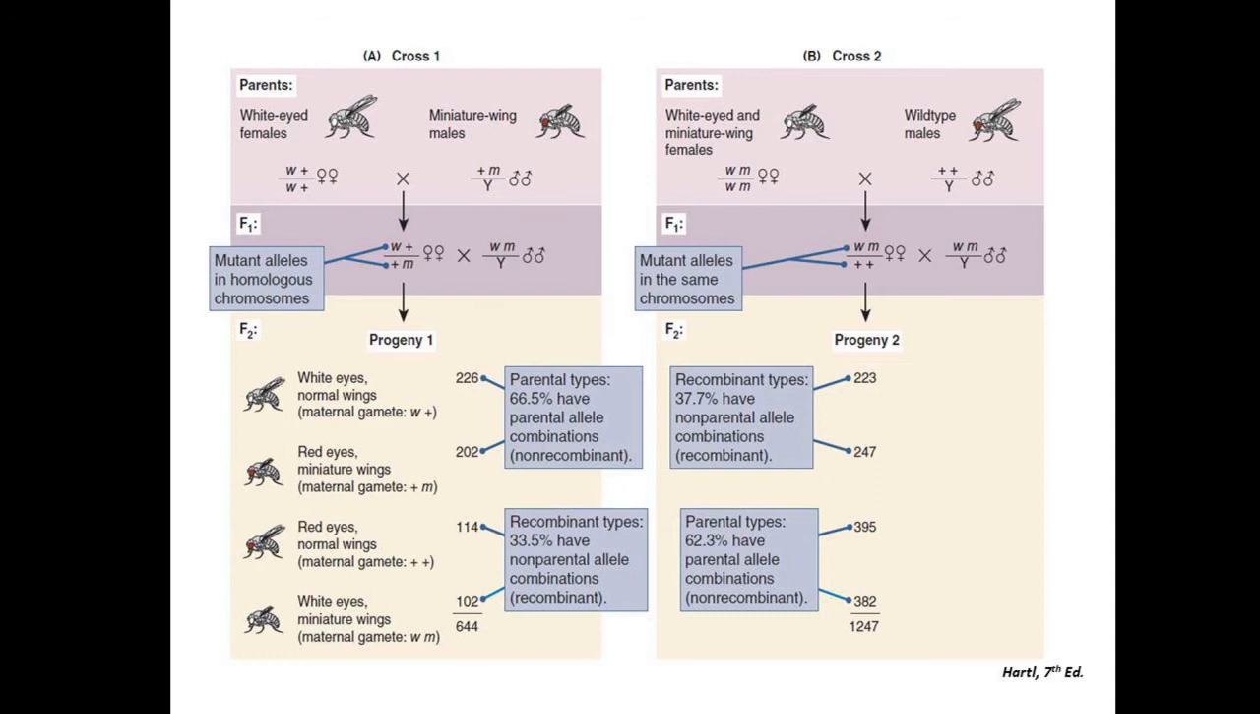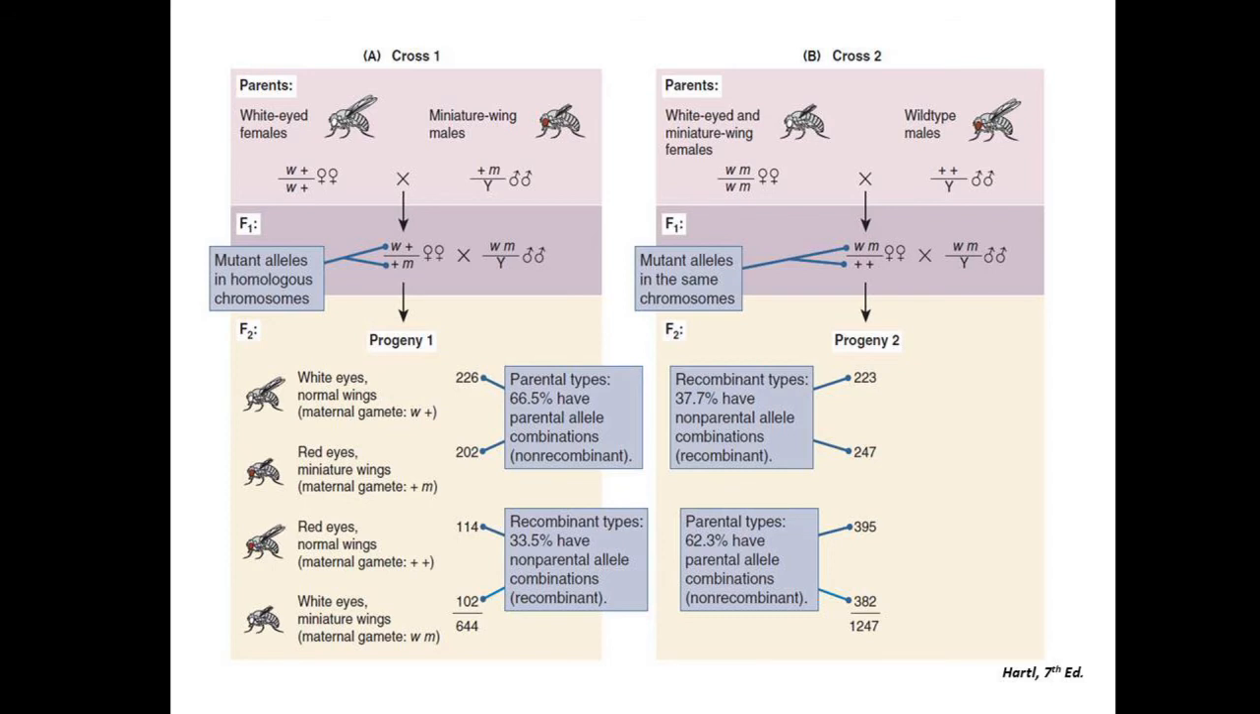Now these two are not present in any of the parental flies. So these two are new types of flies. New types of flies are coming up in the F2 generation. So when a new type of allele combination comes up in the new generation, that means there must be some kind of recombination that has happened.